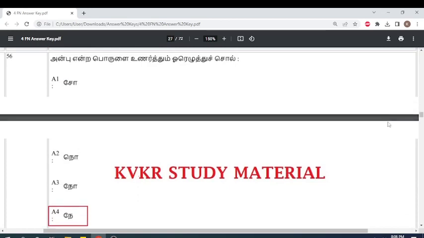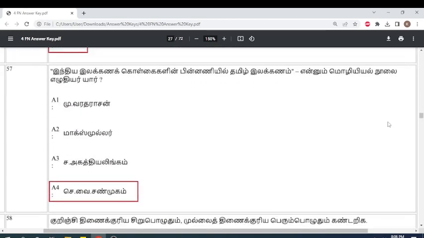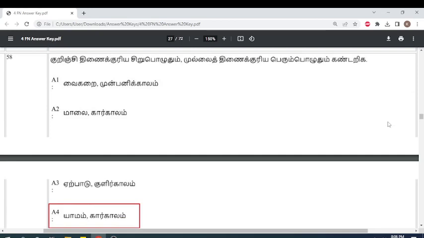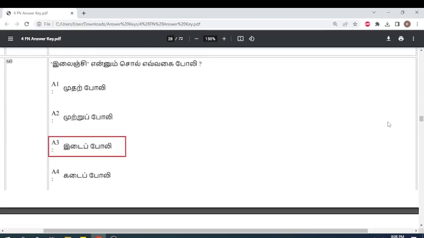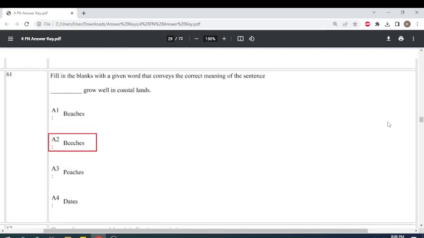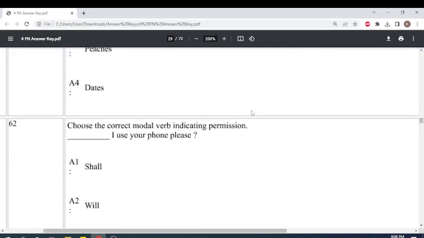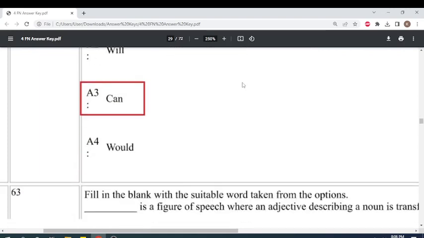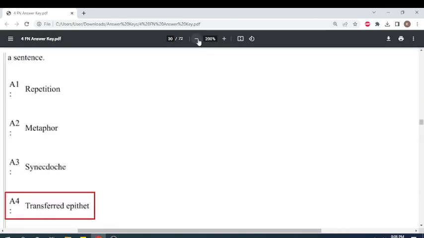56 question can answer A4. 57 question can answer A4. 58 question can answer A4. 59 question can answer A1. 60 question can answer A3. 61 question can answer A2. 62 question can answer A3. 63 question can answer A4.